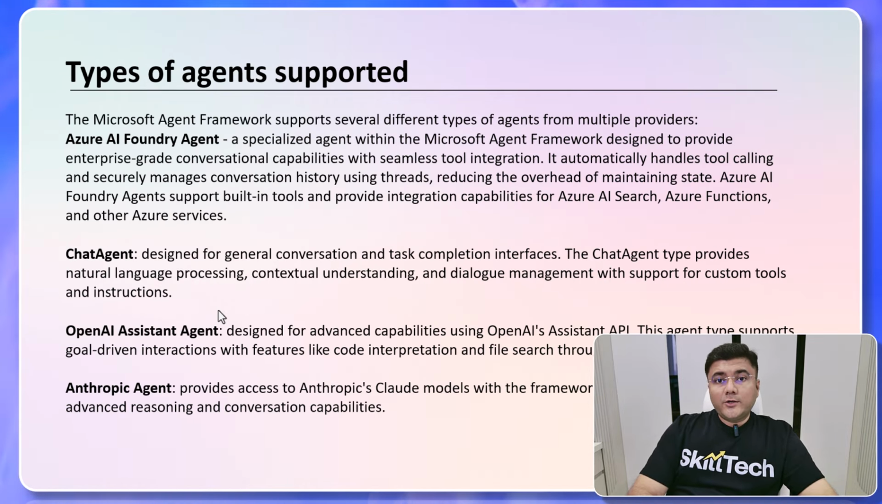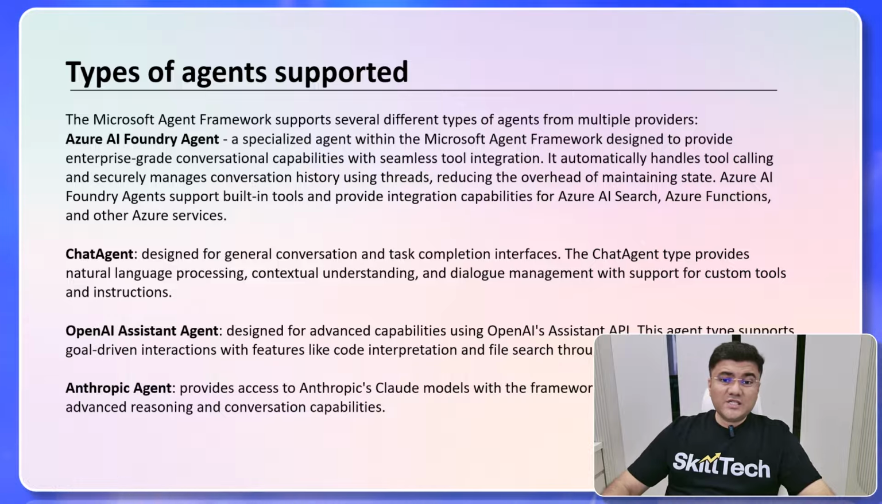Last but important point to note, some people assume that Microsoft Agent Framework is only for Azure AI Foundry agents. Well, that's not true. Microsoft Agent Framework supports several different types of agents from multiple providers, and this list is going to grow in future because it just launched last month. As of now, we have 4 different types of agents which I'm highlighting here, but this list is going to grow and is basically planning to support multiple types of agents from multiple providers.